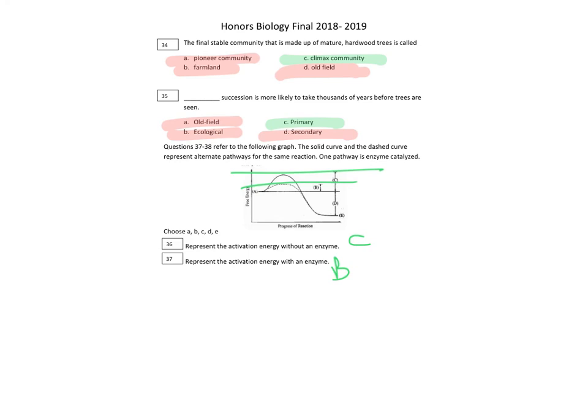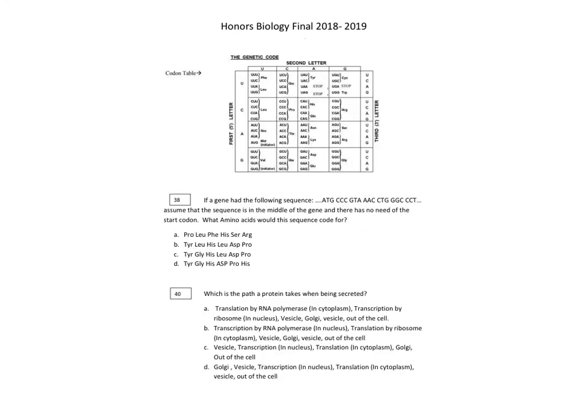And that's it for one version of the test. Now you'll see the second version. We still have a couple more problems here. If a gene had the following sequence, ATG, CCC, GTA, AAC, CTG, GGC, CCT. Assume the amino acid in the middle was the middle of the gene, so you don't need an AUG to start. There is no need for a start codon. What amino acids would this sequence code for?